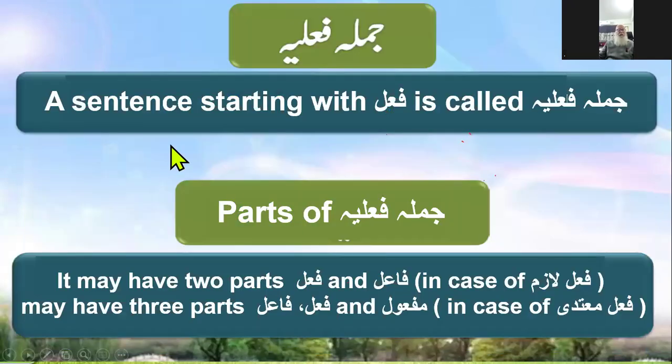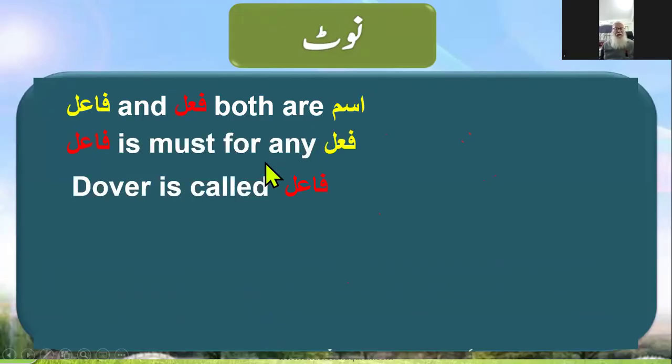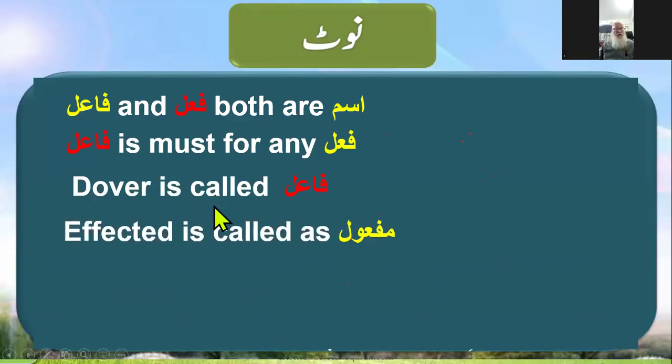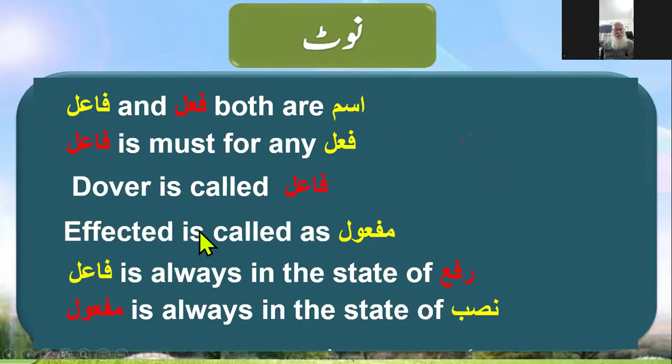Now, jumla failiya. A sentence starting with a fail is called jumla failiya. It may have two parts, fail and fi'l, in case of fi'l lazim, but may at times have three parts, fail, fi'l, and maf'ul, in case of fi'l mutaddi. Fail and maf'ul are both ism. The fail is a must for any fi'l. The doer is called the fail, and the affected is called the maf'ul. The fail is always in the state of raf. So these are the rules of the jumla failiya. The maf'ul is always in the state of nasb.